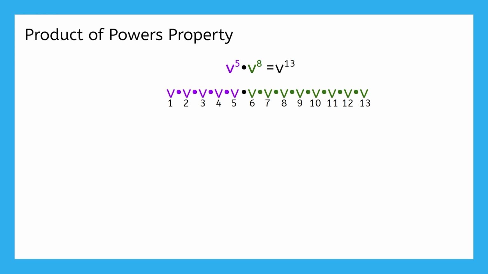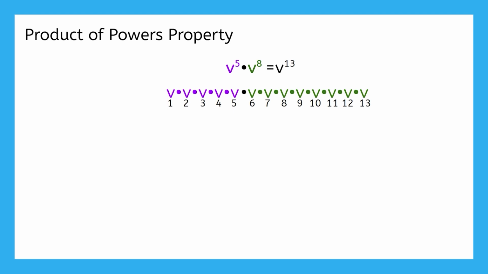Since both of these exponents have the same base, the second one just adds even more additional v's to our expression. And just like it adds more v's, we can also get to our final exponent by adding the original exponents together. 5 plus 8 makes our final exponent of 13. Was your prediction correct?